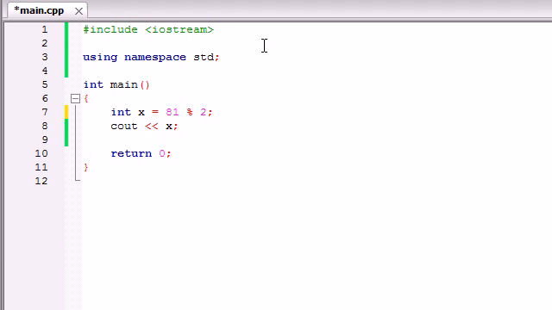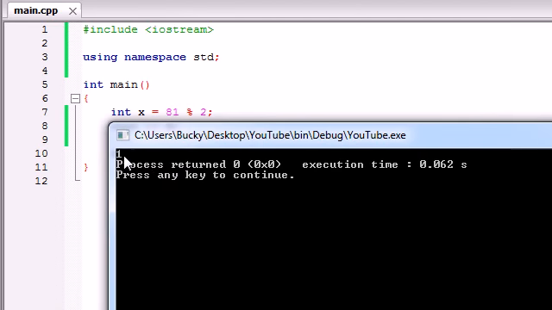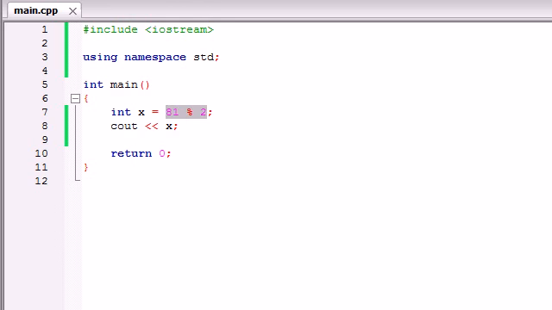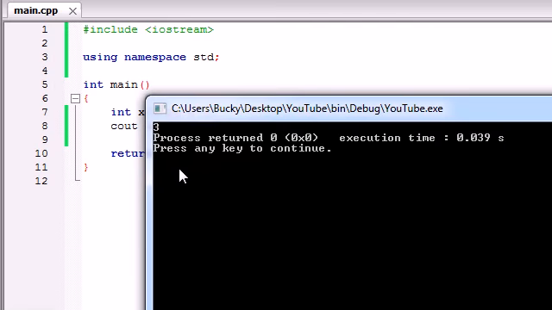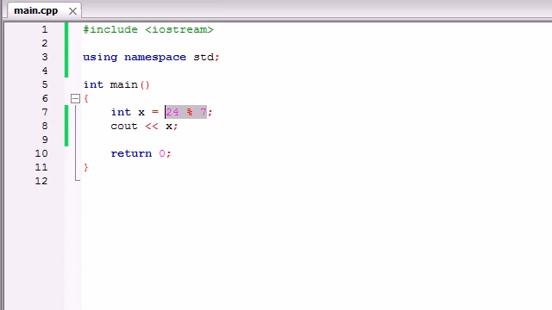What this is going to do is give you the remainder of the answer. It's not going to say 40 remainder 1, it's just going to give you that 1. So let's build and run this, and you can see that whenever we do 81 modulus 2, it's going to give us the remainder, which is 1. Let me show you guys a better example, maybe 24 modulus 7. Well, we know that 24 divided by 7 is 3 with a remainder of 3. So let's build this, and again, it doesn't say 3 remainder 3. It just says the remainder, which is 3. Simple enough. So now that we know all the arithmetic operators, I can begin teaching you guys about order of precedence.